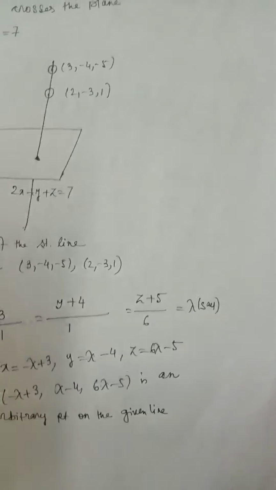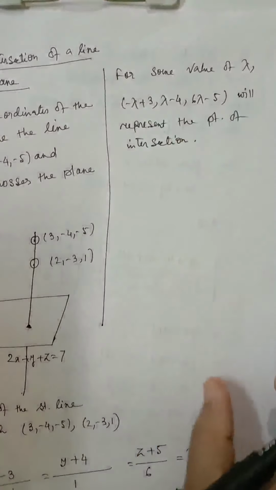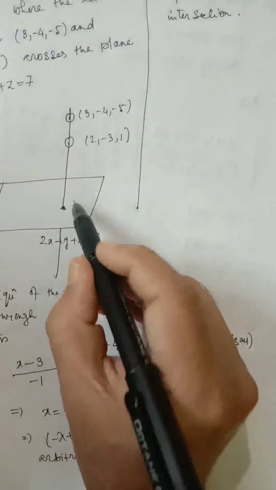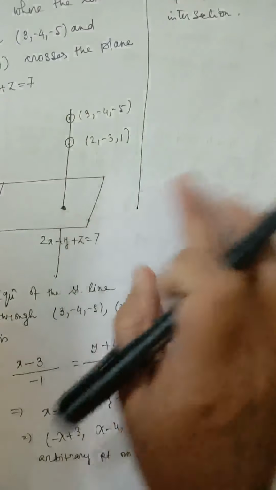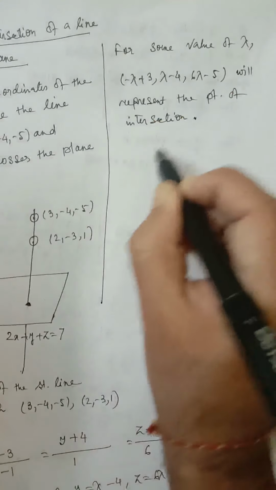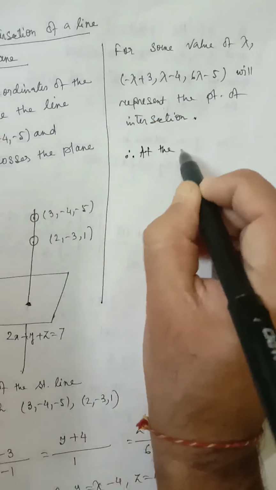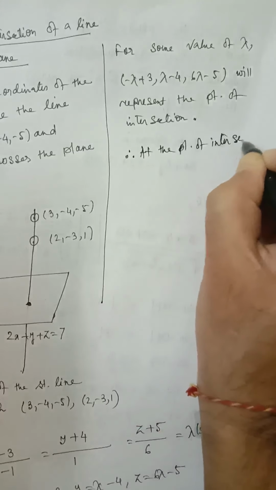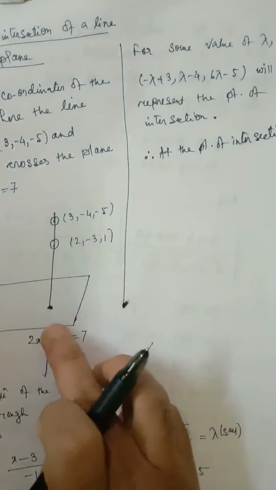So let me write first in this way. For some value of lambda, this point will represent the point of intersection, because this point lies on this line. This point will represent the point of intersection, and therefore at the point of intersection, this point will satisfy the equation of this plane.